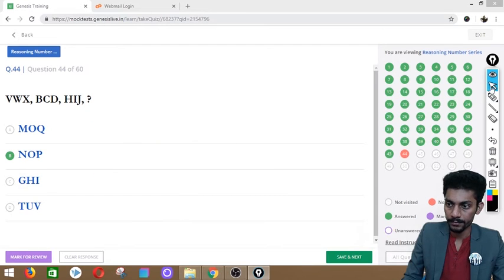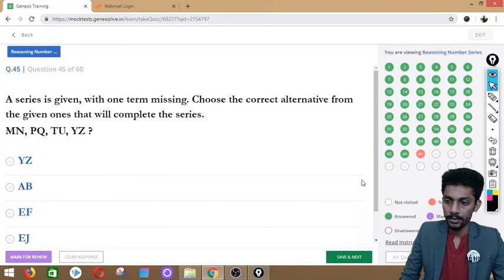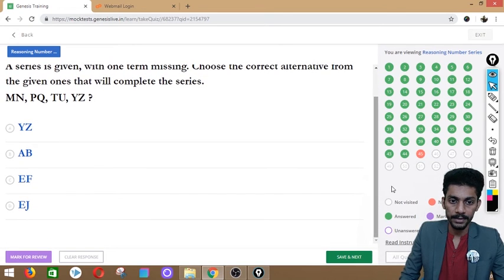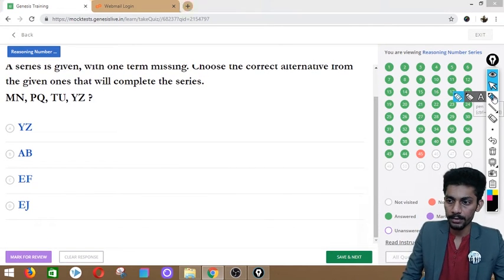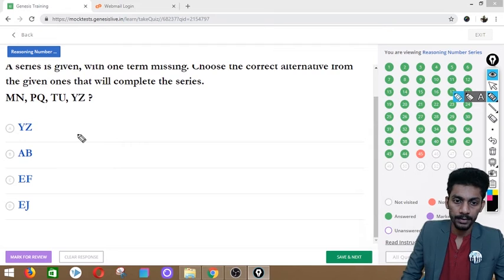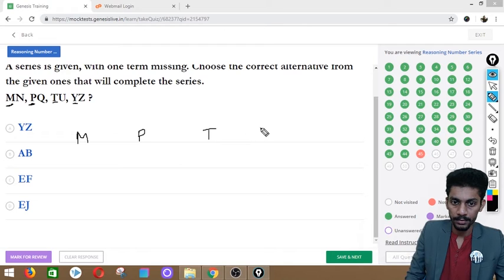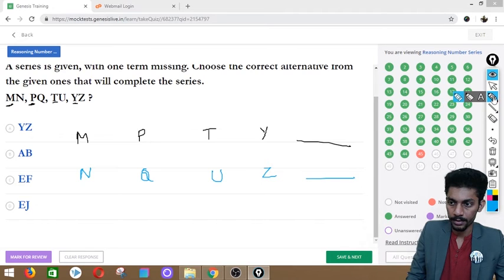Let's go for the next one, question number 45. Question number 45 says MN, PQ, TU, YZ. I'll write the first letters: M, P, T, Y, and a dash. One more series will be N, Q, U, and Z, and a dash.